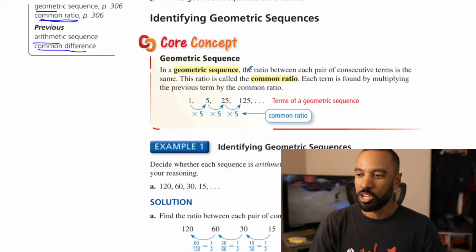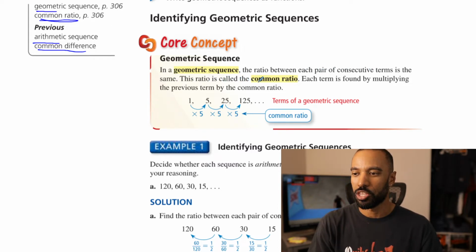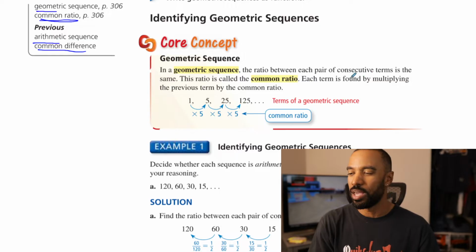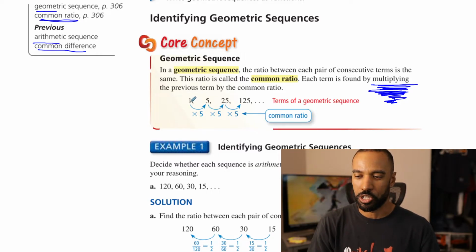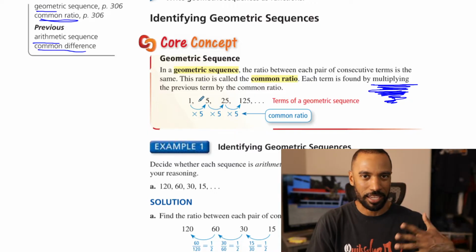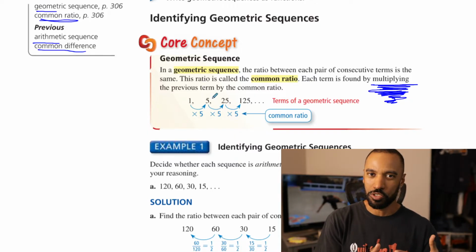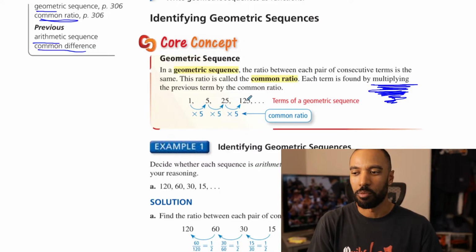In a geometric sequence, the ratio between each pair of consecutive terms is the same. The ratio is called the common ratio. Each term is found by multiplying, not dividing, multiplying the previous term by the common ratio. Like this one here, remember these are sequences, numbers separated by commas, and there are no values in between. We wouldn't connect the dots on a graph, things like that. But you multiply by 5 from one term to the next.